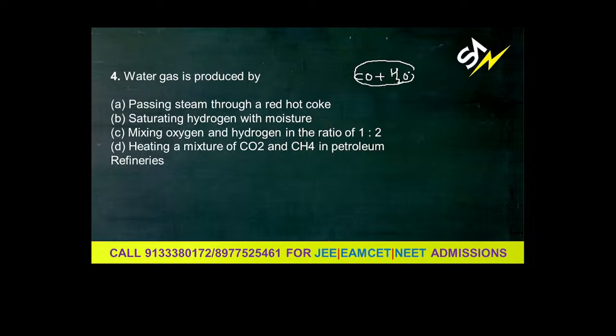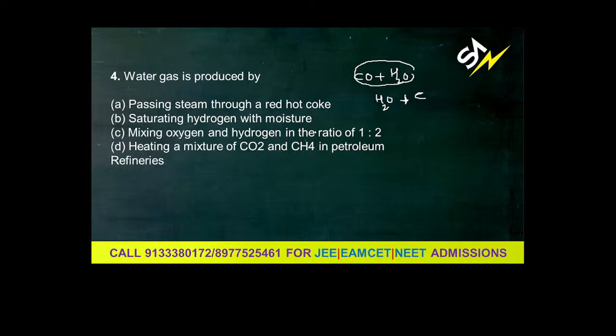So when will water gas be produced? When passing steam through red hot coke. What is the steam? Steam means it is the gaseous state of water, plus red hot coke. Coke is nothing but carbon. When carbon reacts with H2O, the result is water gas. So water gas is also called producer gas.